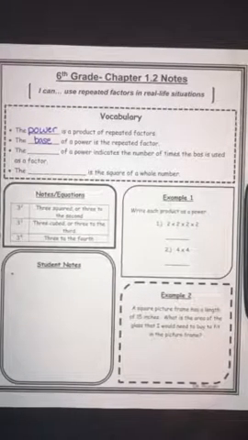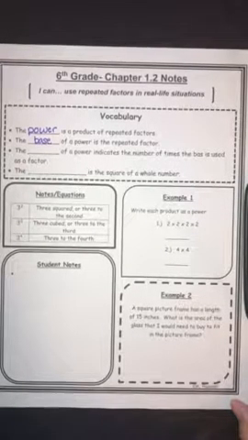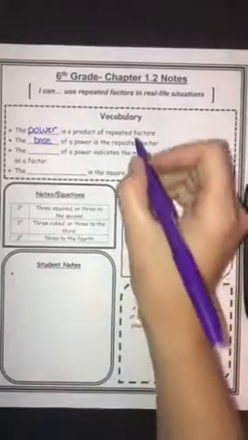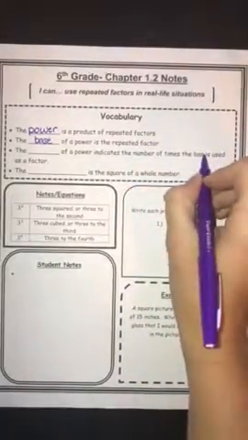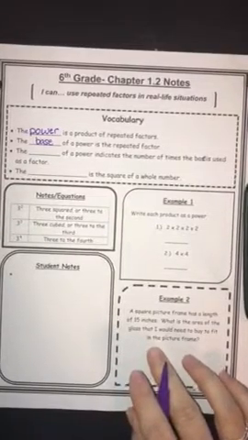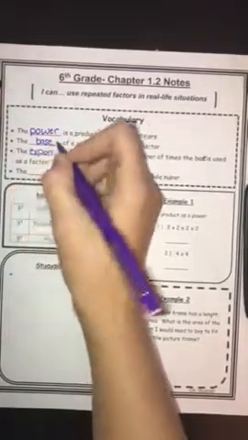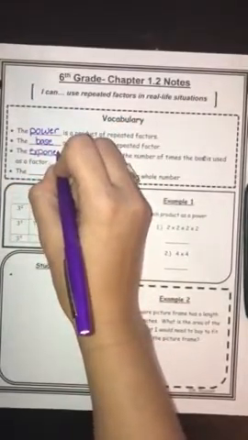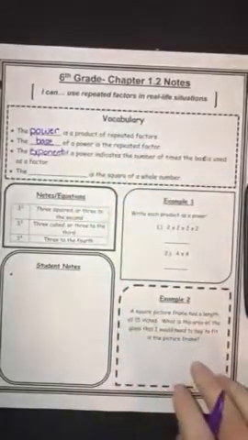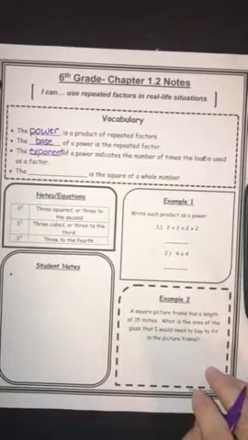Okay. The blank of a power indicates the number of times the base, this should say base, forgot the E, is used as a factor. This is the exponent. The exponent of a power indicates the number of times the base is used as a factor.